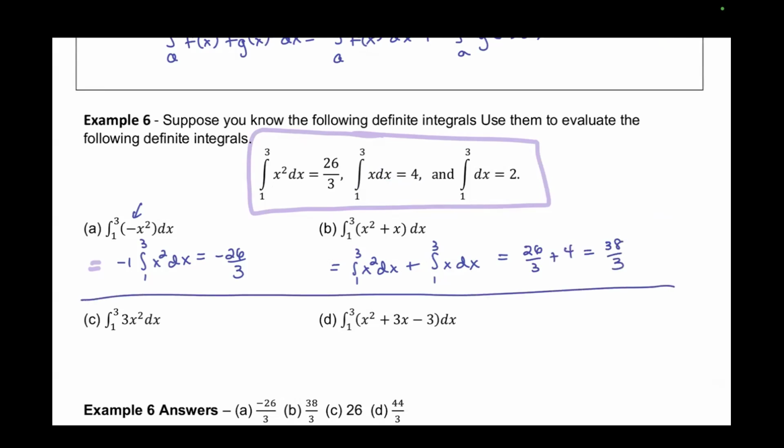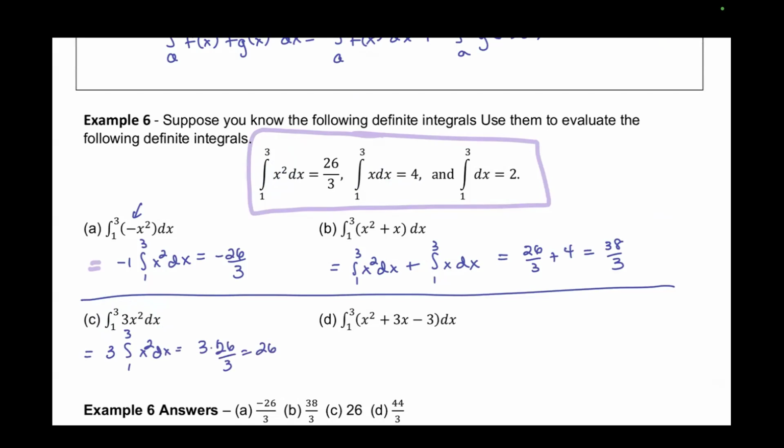All right. Looking at this next example, the 3x squared. Oh, I have no x squared. I'm just going to take this and multiply it by 3. So this is equal to 3 times the integral from 1 to 3 of x squared dx. So it's 3 times 26 thirds, so it's just 26.